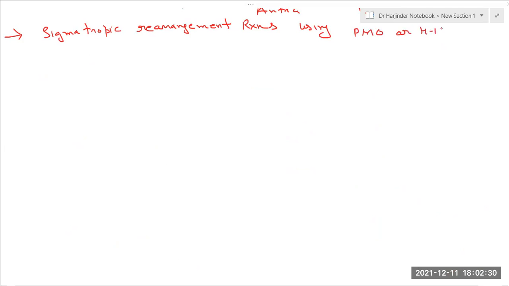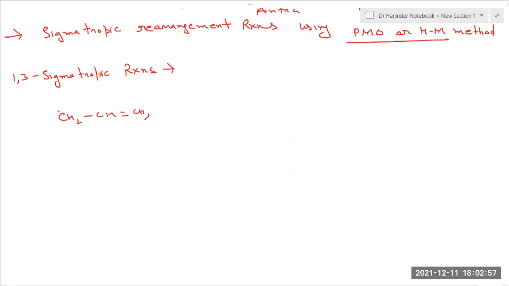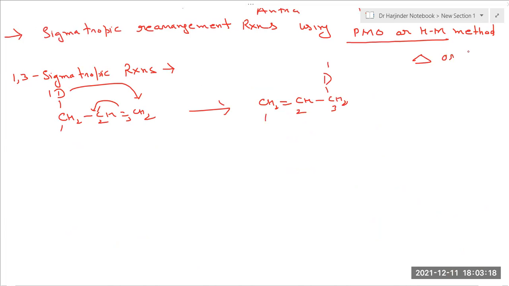Okay, so next is sigmatropic reactions by the PMO theory method. So we have to discuss PMO theory or the Huckel-Mobius method. Let us begin again. Suppose this over here is 1, 2, 3 allylic carbon, and the migrating group is also bonded, a C-H. Again we have to find out under which condition the reaction takes place, but by the PMO or HM method.